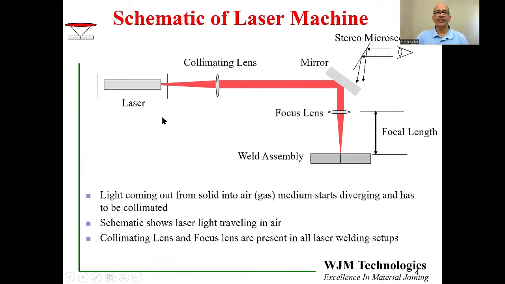One of the interesting properties of laser light is when the light comes out from a solid medium, such as a glass or a ceramic where the laser light is generated, into air, it has a slight divergence. So even though the beam is pretty straight, it still has a slight divergence. So the first thing we have to do is take that laser beam and put it into a collimating lens to make it parallel again. Then, depending on the configuration of the laser, you may have a mirror which deflects the beam down into a focus lens, and the focus lens focuses it down to a small spot size. The distance between the focus lens and the workpiece is called the focal length of the lens.